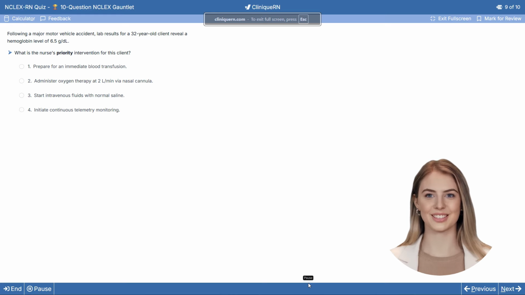That's dangerously low. The question is, what's your priority right now? Let's see if you'd make the right move in this emergency. Which intervention should the nurse prioritize to reduce risk in this client?